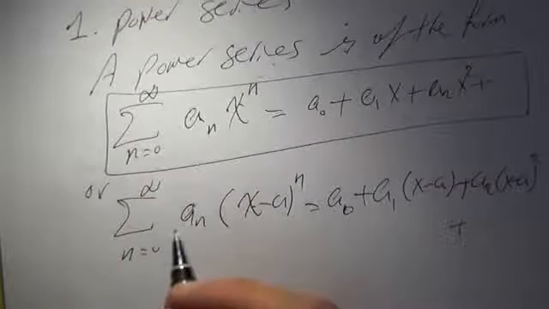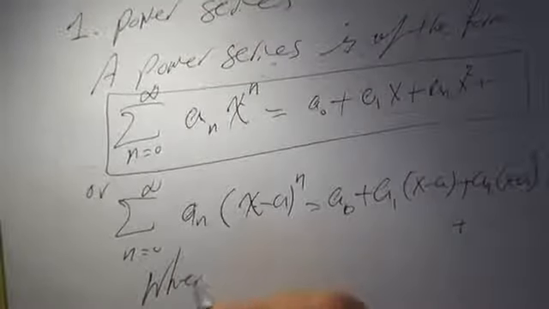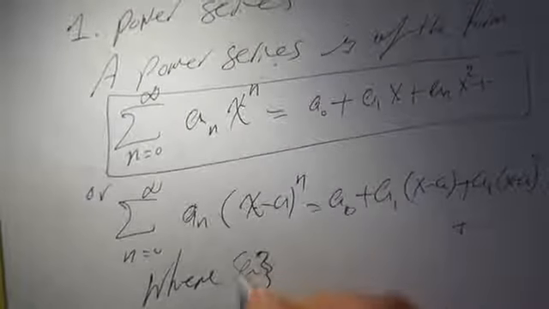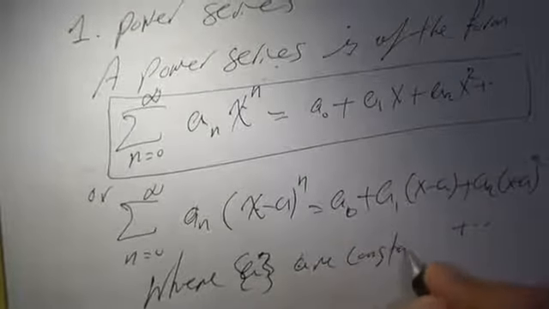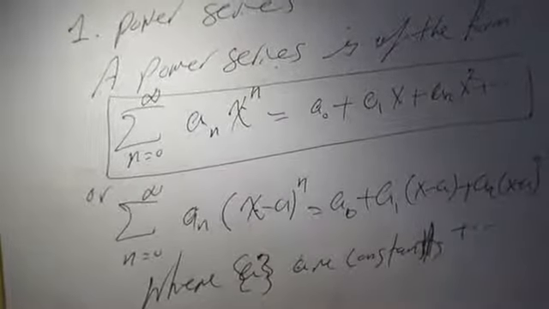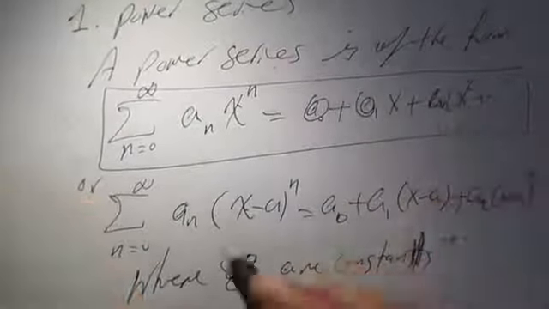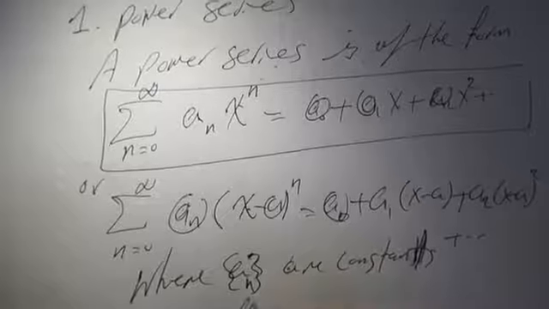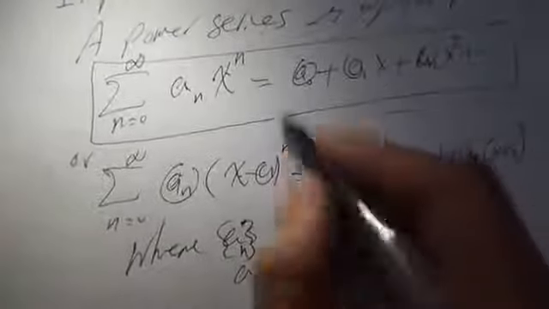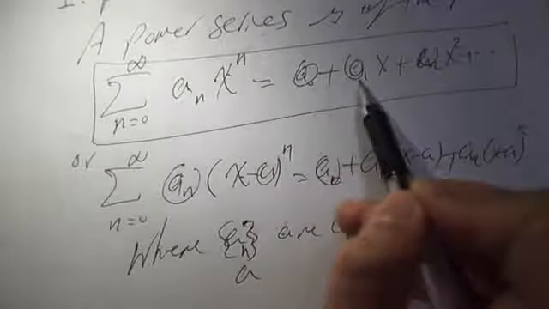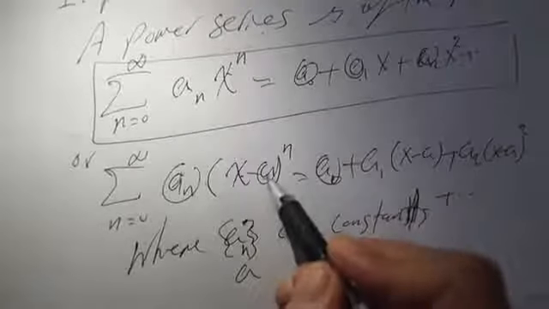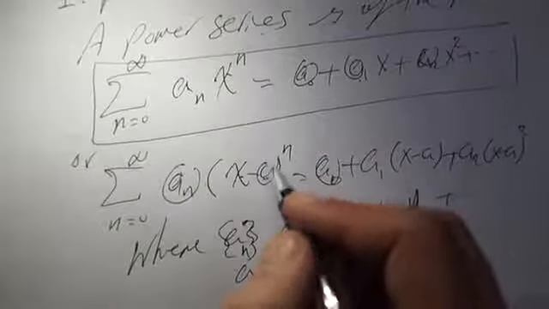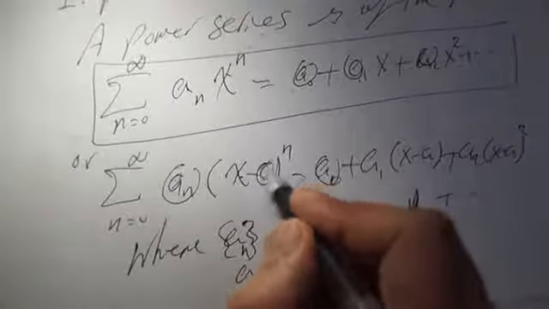Where a and an are constants. هذه a's coefficients just constants. an is constant and a is constant too. a0, 1, 2, 3, whatever, these are constants, and this a in the general form هو أيضا constant. Okay. To avoid any confusion, we can rewrite this one.